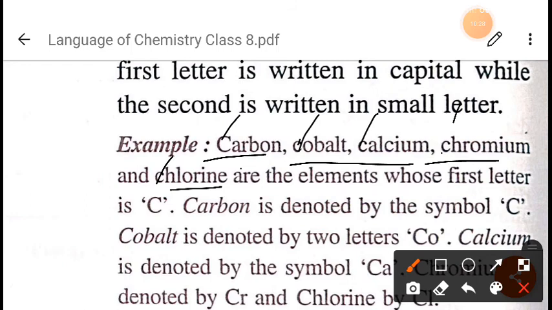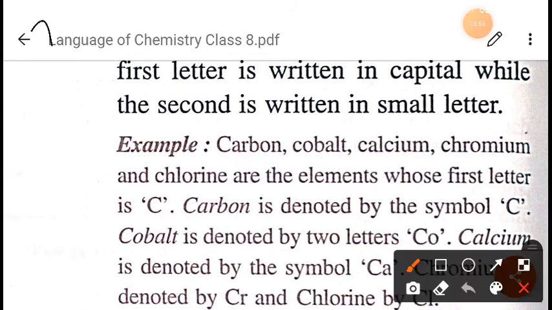So it has been told that if the first letter of the names of the elements is similar, at that time we will use the first two letters. If the first two letters are also the same, at that time we will use the first and third letters.